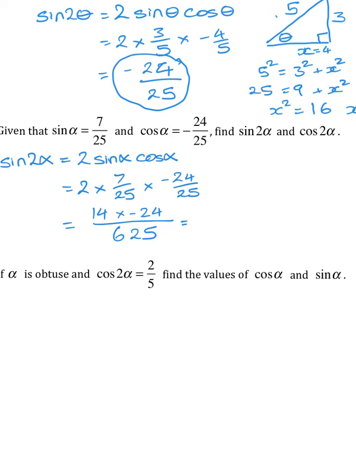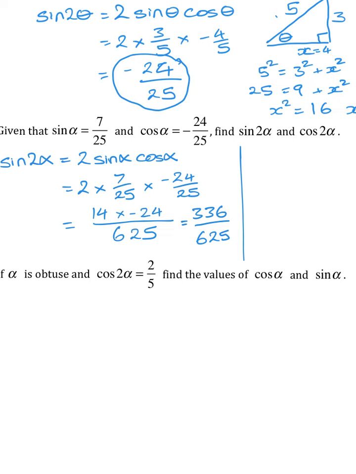So I end up getting 336 over 625. Okay, so what's cos 2 theta? It's up to us which formula we use. We can use the basics, cos squared minus sine squared, or we can use one of the other ones.